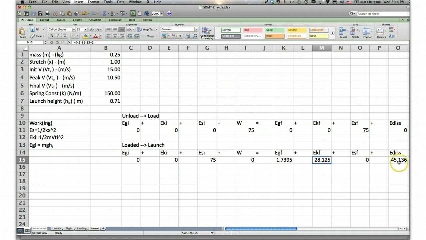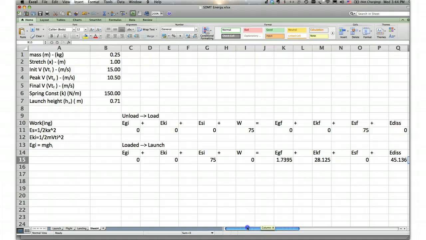Okay. There's no direct measurement of dissipated energy, but I hope it makes sense to use. If I start with 75 joules and then I end up with 1.7 and 28.1 stored in the gravitational field and the motion, the rest of it must have been dissipated. So you'll see what I did here is I took this cell, which is the G15, and subtracted from it this energy and this energy, and so that's how I got the results.